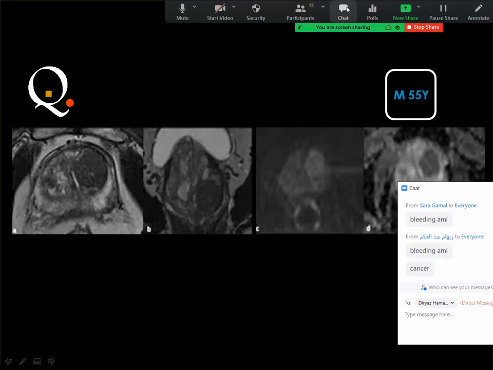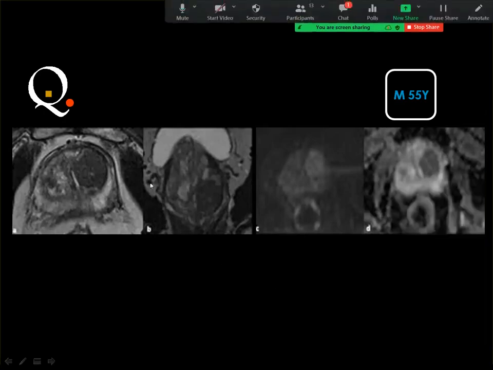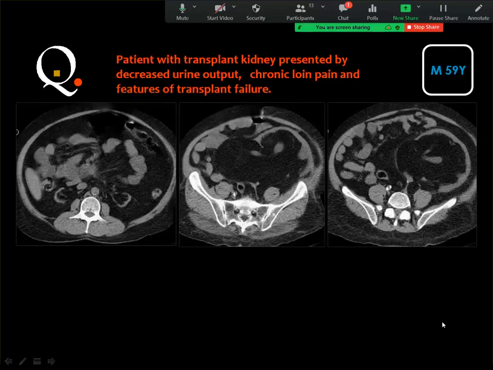Yes, prostatic cancer in the central zone. Very good. This is a central zone prostatic carcinoma. And you can see that this is the area that is affected by tumor, which is of low signal in the central zone, and diffusion restriction, bright in the diffusion weighted images, restricted in the ADC image. Then the diagnosis is prostatic cancer in the central zone, which is relatively rare compared to the cancer occurring in the peripheral zone.